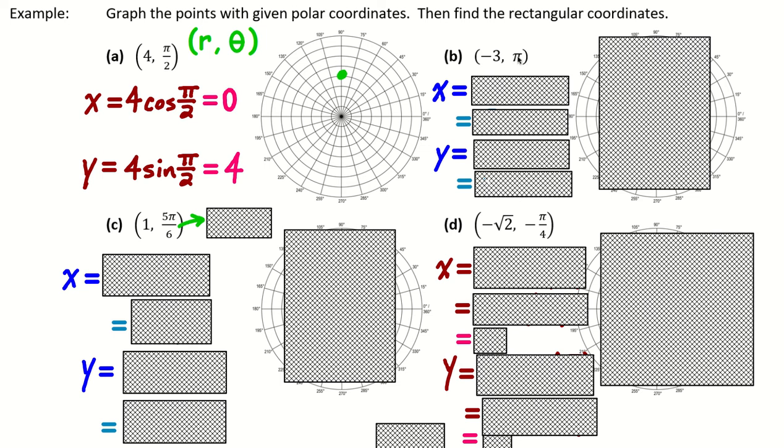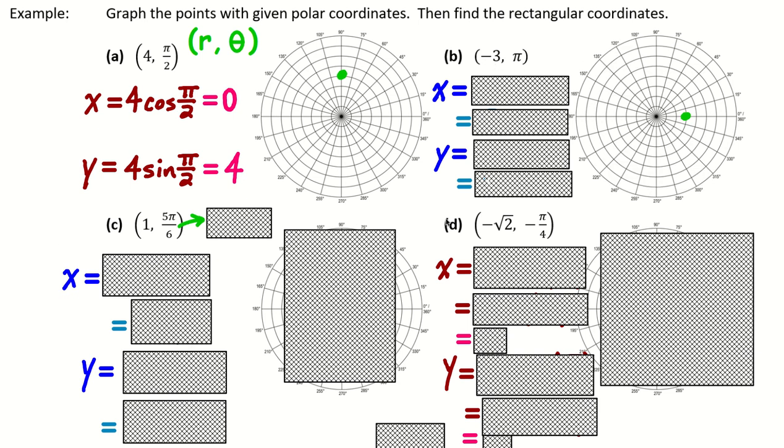Example B, again, find the... maybe I'll talk about this one a little bit to help if you need. So you find the angle, theta, which is pi. And so you're on this angle location, but since the radius is not positive 3 but negative 3, you end up there. Even though the angle was 180 degrees or pi radians, based on the negative radius you end up on the opposite angle.